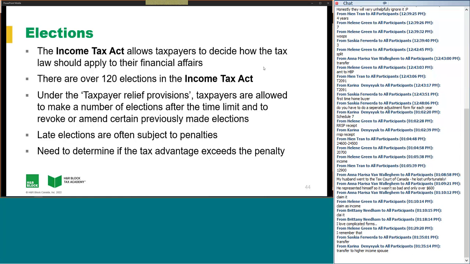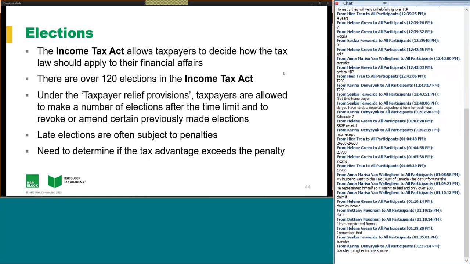Okay, so you'll have to see what the penalty is for the election that you're trying to ask for, and then only do the adjustment for the election if it's worth more than the penalty is going to be, because there's no point in saving them a little bit of tax money if it's going to cost them a large penalty.